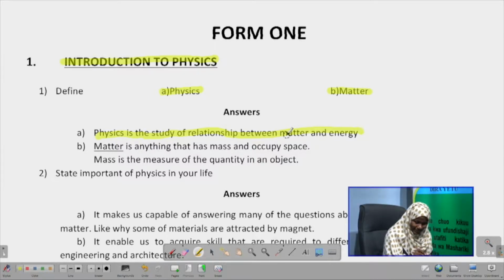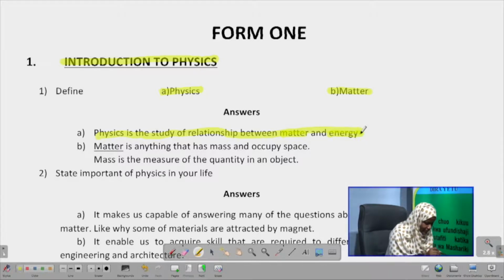So what is matter? We can see here the word matter. What does it mean? Matter is actually anything that you see. Anything that surrounds us is known as matter. And energy is simply the ability to do work. If you're able to do a certain work, then you're using some energy. And there are different types of energies, right?